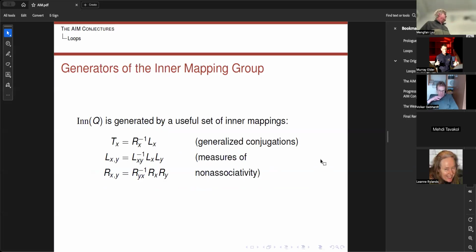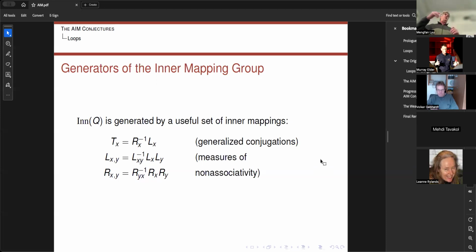Excuse me, sorry. So the inner mapping group is generated by a very useful set of inner mappings. First of all, there's conjugation. Now that's the conjugation we're all used to. And here I've written it as a composition of left multiplication and the inverse of right multiplication. You multiply by something on the left, you multiply by its inverse on the right, is how we do it in groups. This is the same idea.